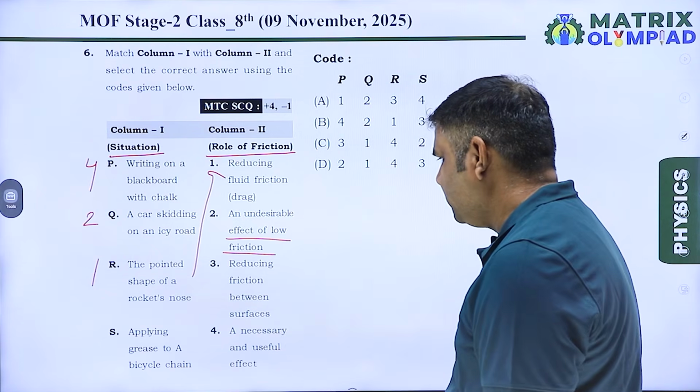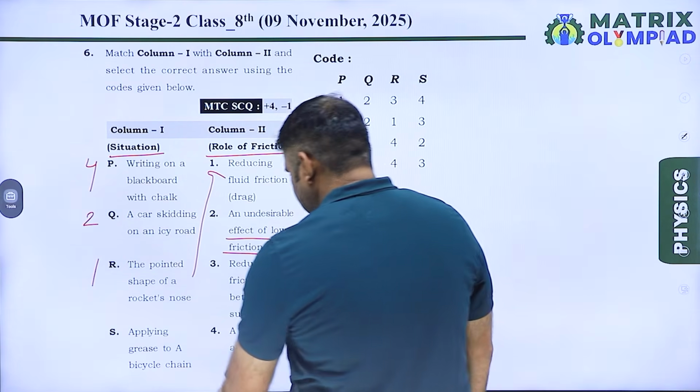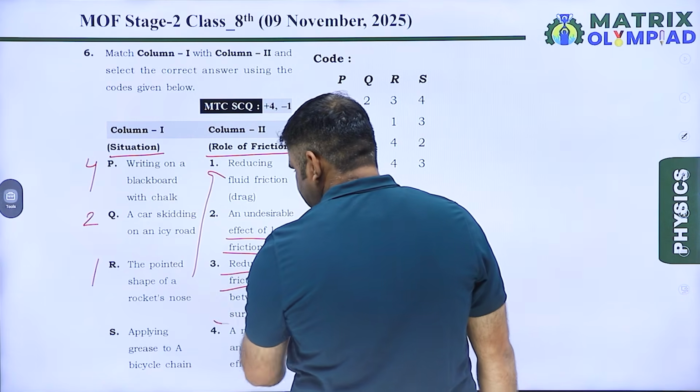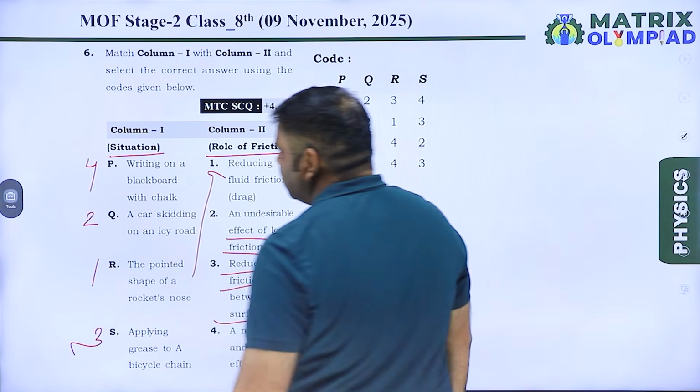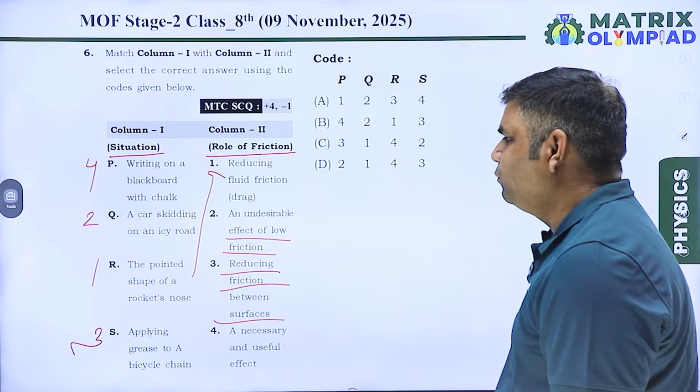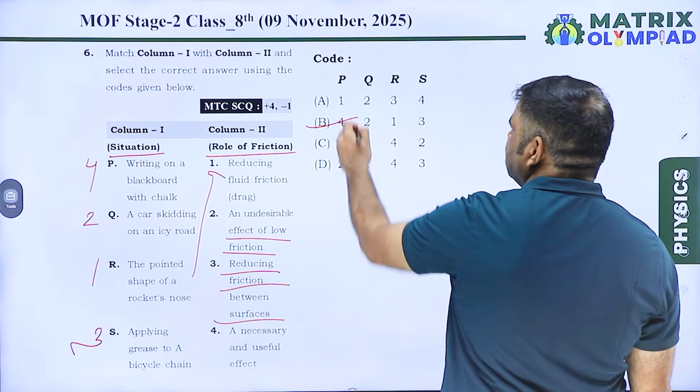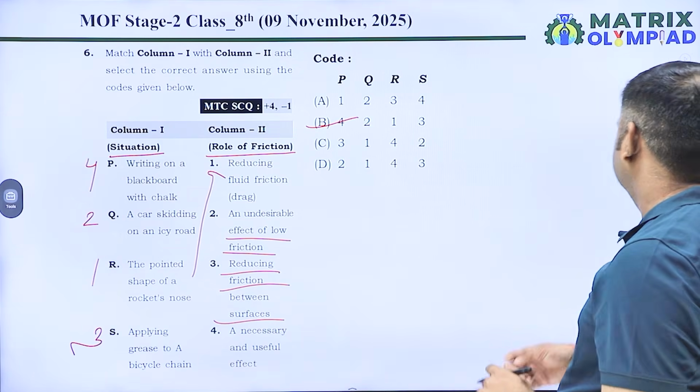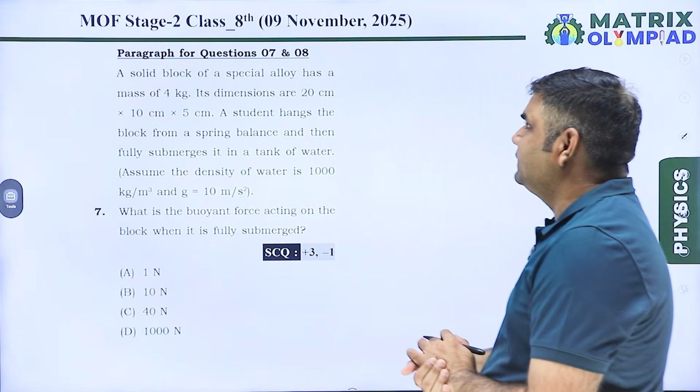Apply a grease to a bicycle, why? Because it is used to reduce friction between surfaces, so 3. So our correct option will be 4, 2, 1, 3. So B will be the correct answer for question number 6. Move to the next question.